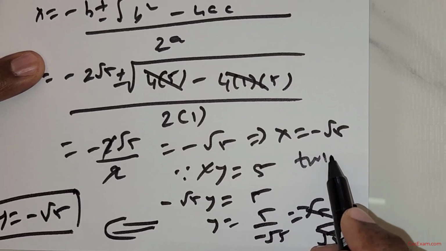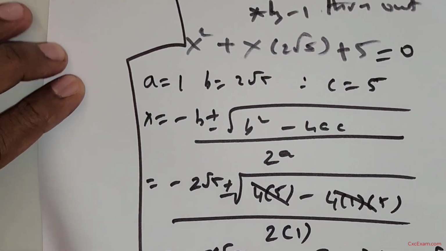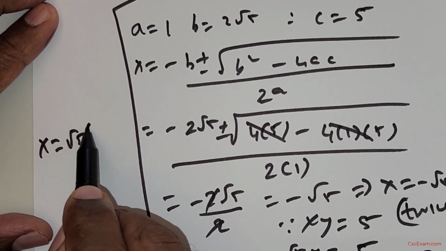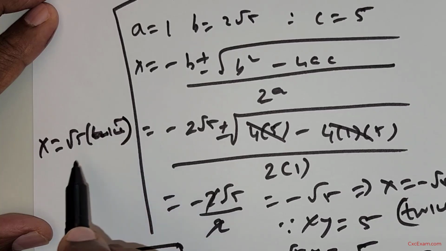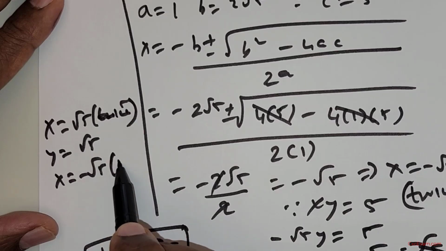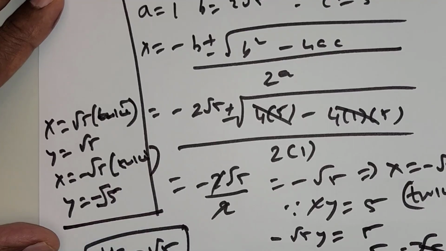This is actually twice. Okay, so to sum up the final solution, x is equal to root 5 twice, you get y is equal to root 5. x is equal to negative root 5 twice, you get y is equal to negative root 5. So that is the final solution for this question.